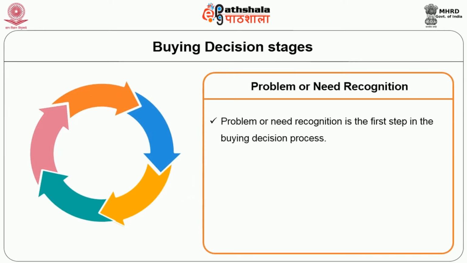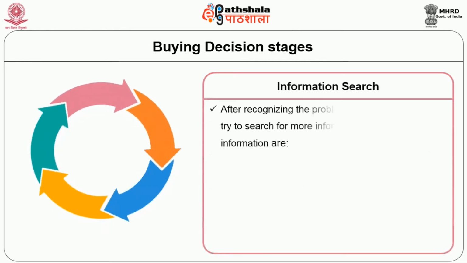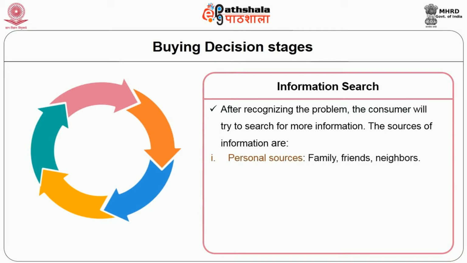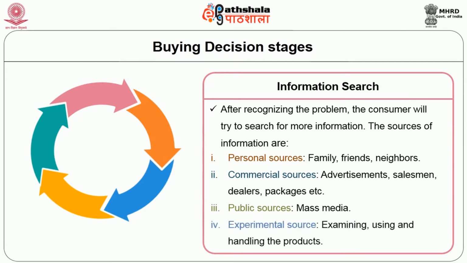Problem or need recognition is the first step in the buying decision process. The marketer has to identify the need at the right time. This enables him to develop marketing strategies that trigger consumer interest. Next is the information search. After identifying the problem, the buyer starts to collect various information through sources like personal sources. They include family, friends, neighbors, etc. Commercial sources. The commercial sources are advertisement, sales promotion, dealers, packages, etc. Public sources are the mass media. Experimental sources like examining, using and handling the product.